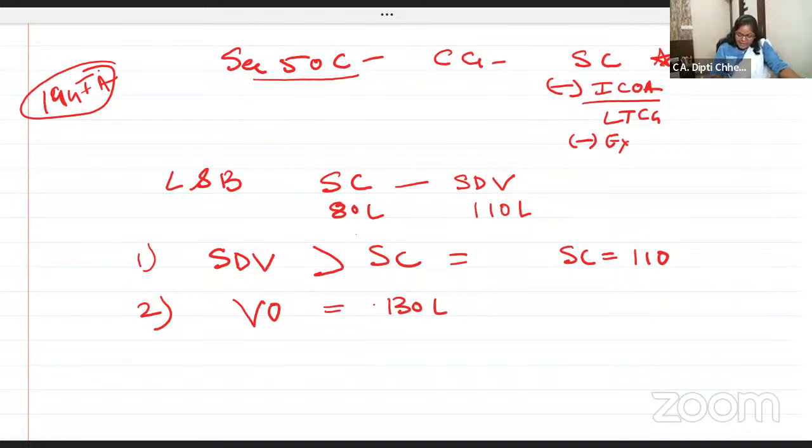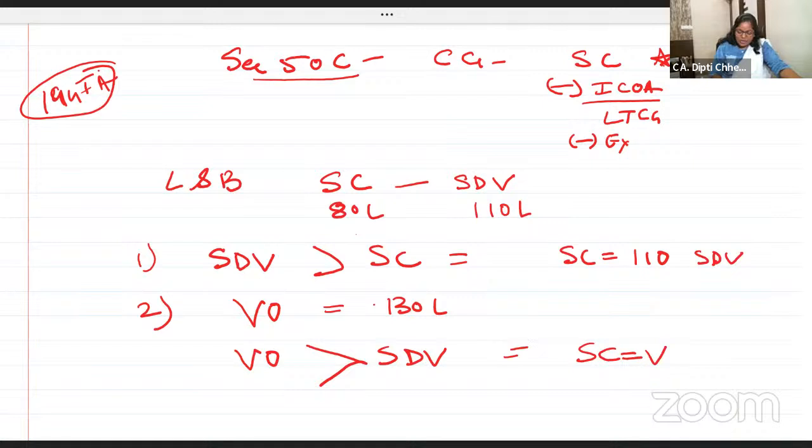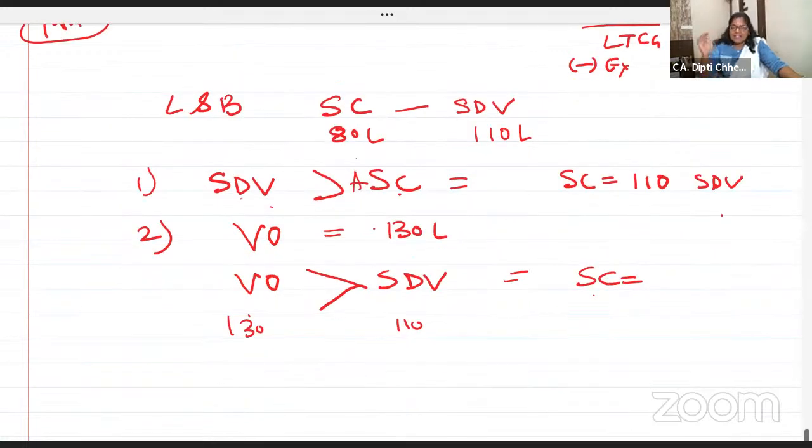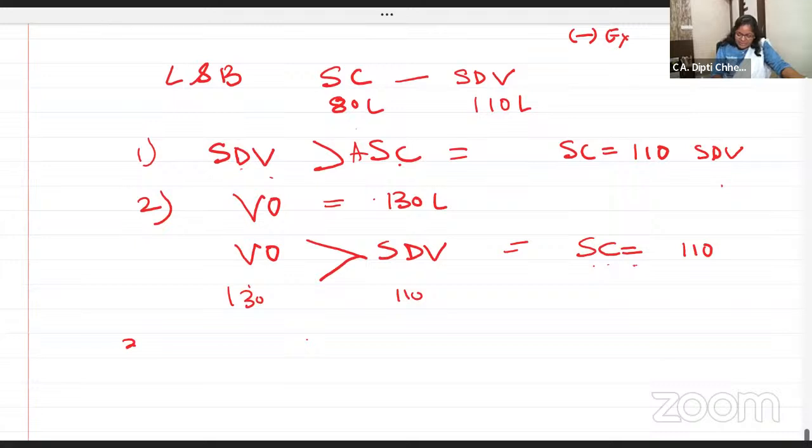So when you go to the valuation officer, and the valuation officer's value exceeds the stamp duty, what will be your sale consideration? Stamp duty is more than the actual sale consideration, so go for stamp duty. The valuation officer is saying 130 and stamp duty is 110. Then the value you will take as your sale consideration under section 50C will be 110. Ma'am, the third case: if the valuation officer is saying it's 90 lakhs, we said 80 lakhs.